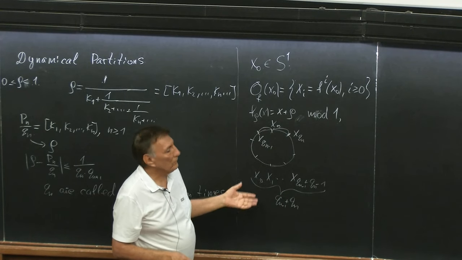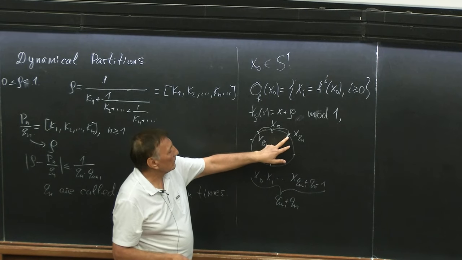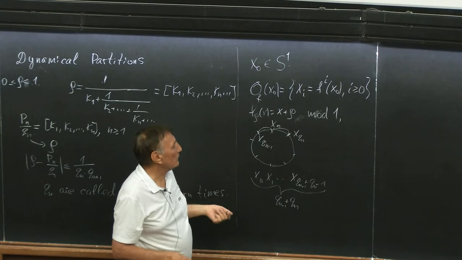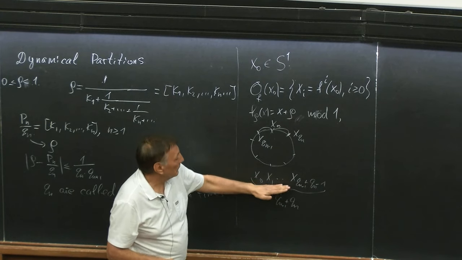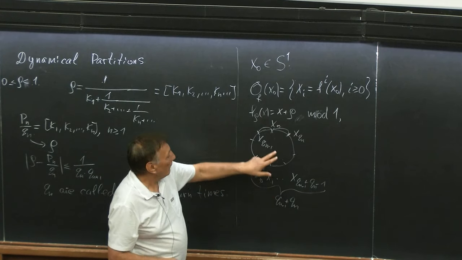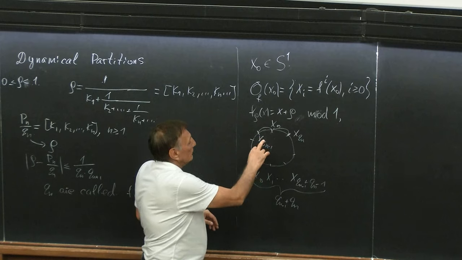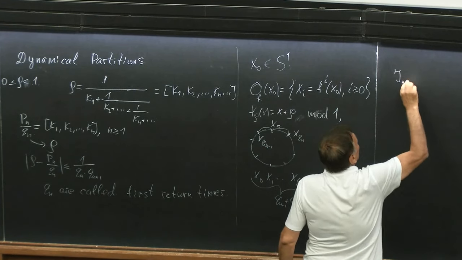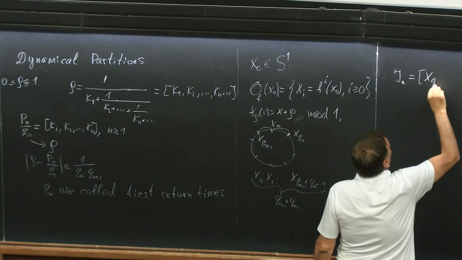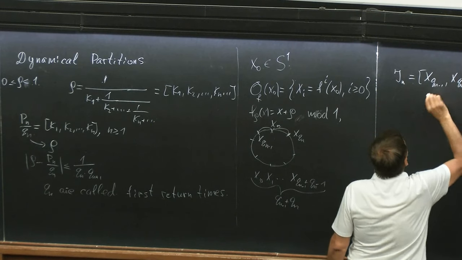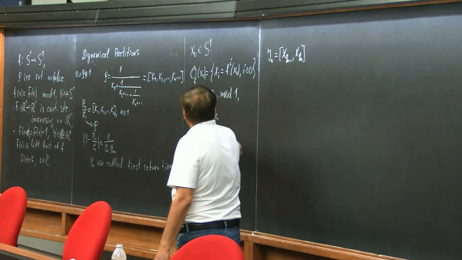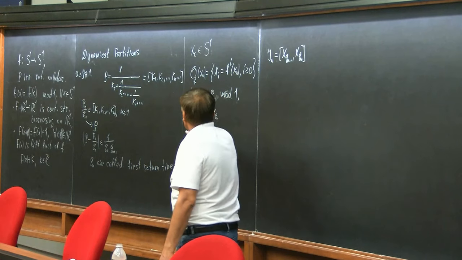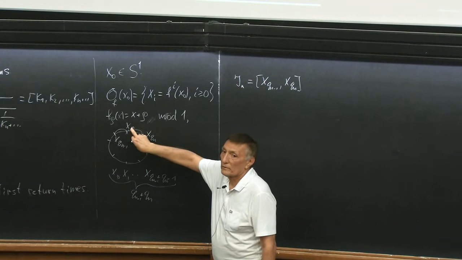If n is even, then x_{q_n} lies to the right side of x_0, and if n is odd, to the left side of x_0. The other points of this set are away from this interval. The interval we denote by g_n, it is x_{q_{n-1}} x_{q_n}, and it is called the nth renormalization interval at the point x_0. This is the reason why q_n are called first return times. After q_n steps, the orbit almost comes back to the point x_0.